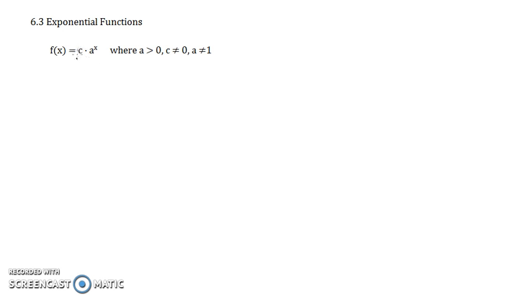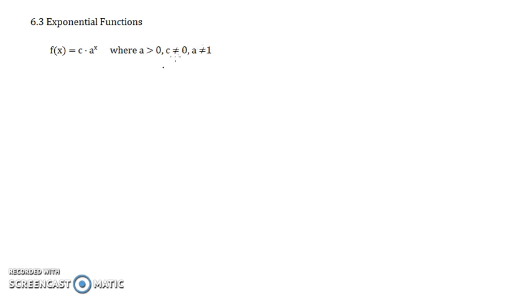So c is a constant, it's a real number. a is a constant, it's a real number. And now x is our variable and it's up in the exponent. So these are pretty easy to identify because your variable is going to be in the exponent, which is why it's called exponential functions.